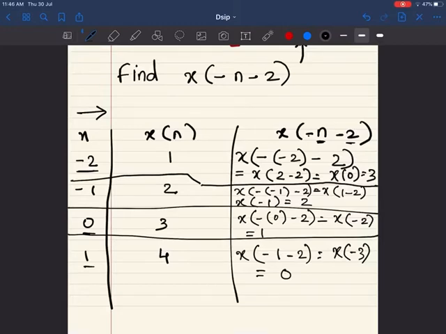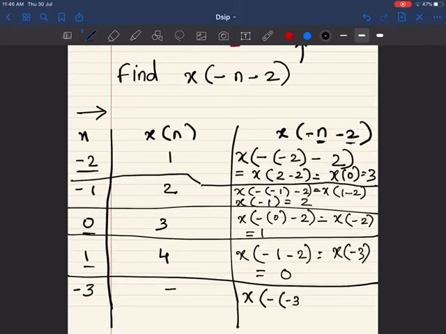Now we have 3 non-zero values and 1 zero value. So we are going to consider another value for n, which will be minus 3. X of n, we don't know what is x of minus 3, so dash, and then we will have x of minus of minus 3, minus 2, which is nothing but x of 3 minus 2, which is equal to x of 1. We know the value of x of 1, which is 4. So we have these 4 values over here with us now.